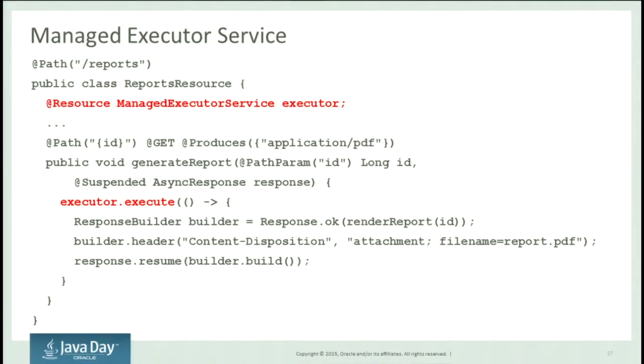Okay, so take a look at this code for a second. I am injecting the executor service. When I'm injecting the executor service, I can then create a new thread by saying executor.execute, and this will actually spawn a new thread behind the scenes for me. It's as simple as that.